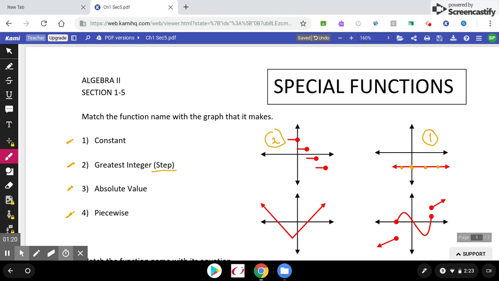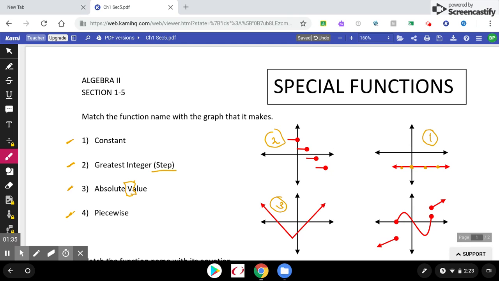So for the third one, the key letter here is this letter right here. So which one of these shapes looks like a V? Well, pretty obvious. It's this guy right here. So that's an absolute value function. Always makes the shape of a V.